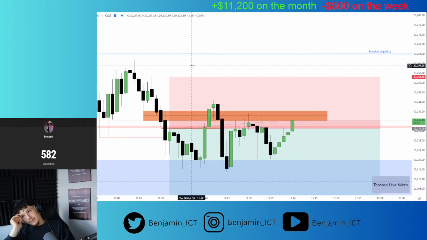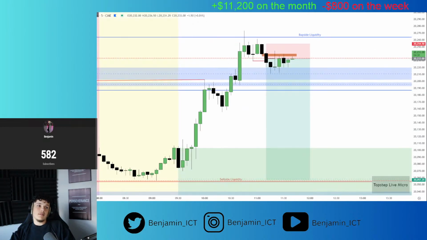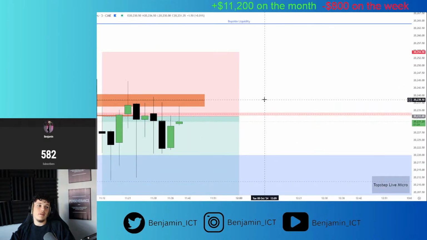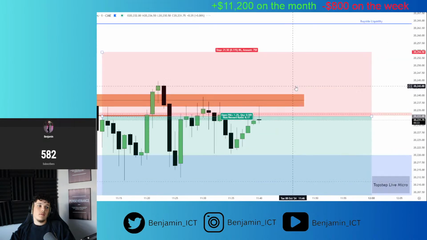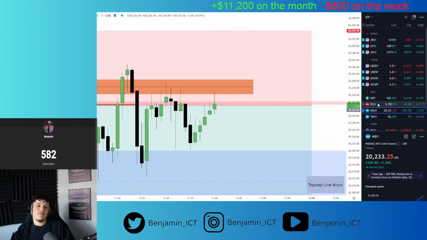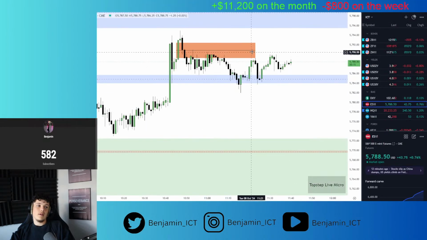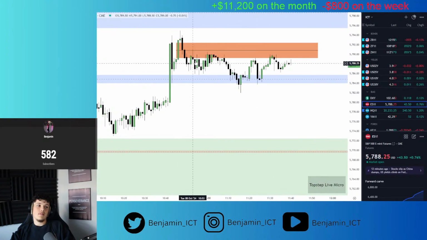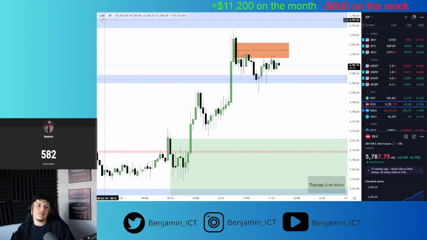I'm bored. You got the 5-minute bodies respecting, right? It did trade below consequent encroachment though. 3-minute is respecting fairly well. And we did just take buy side liquidity. Again, this inversion is being respected fairly well on ES.